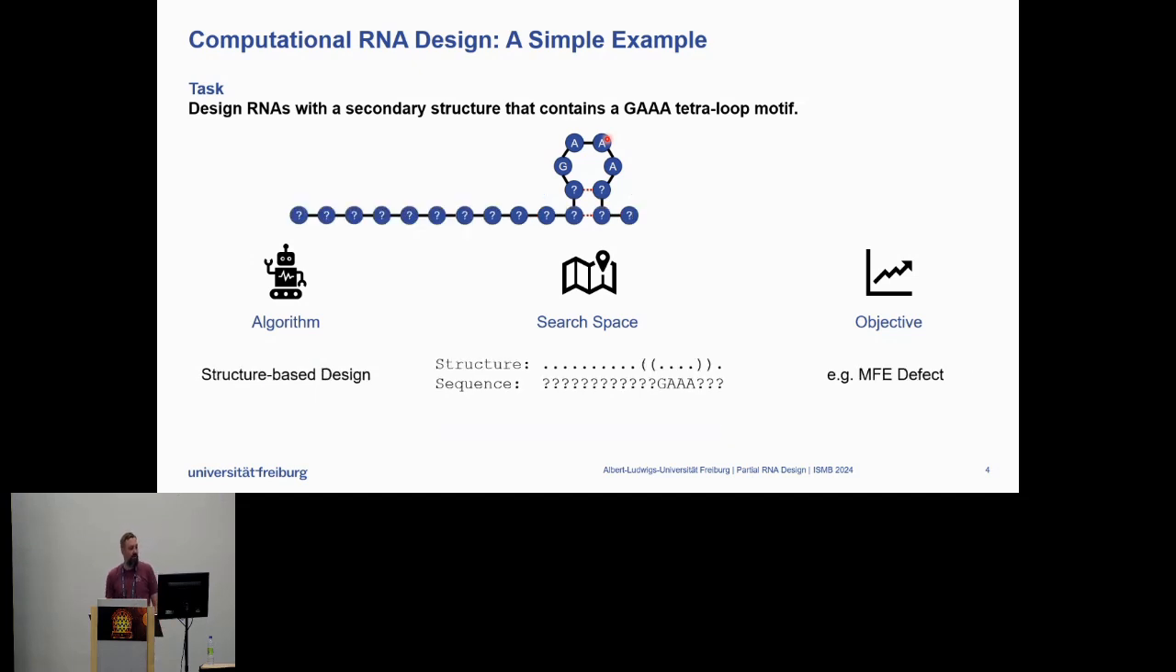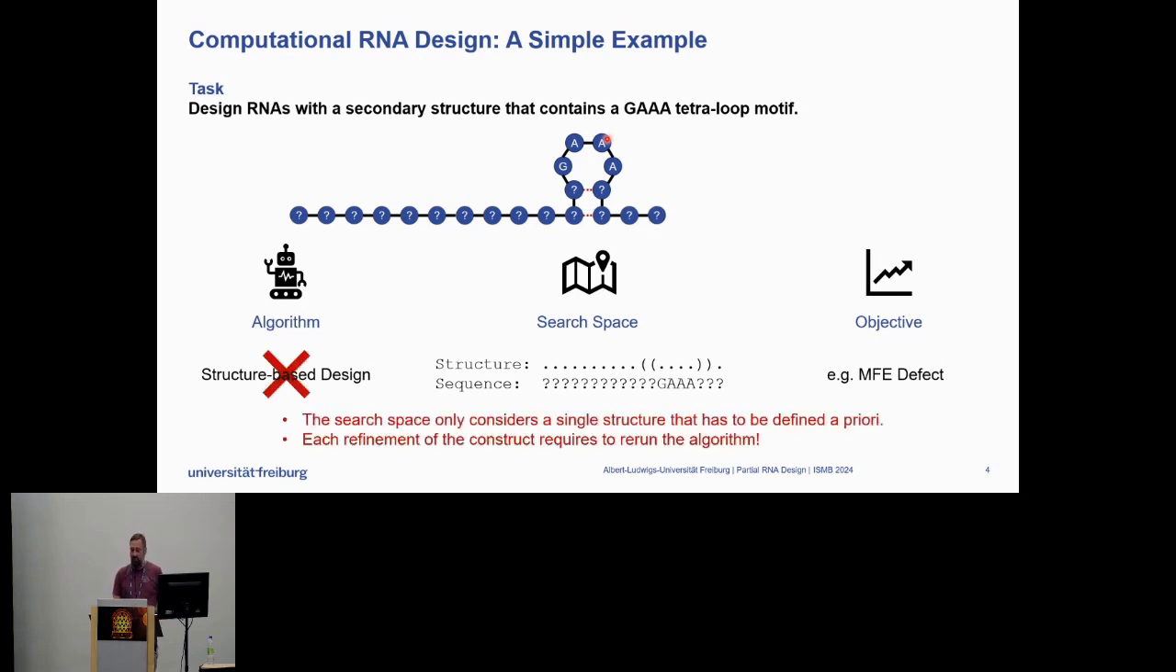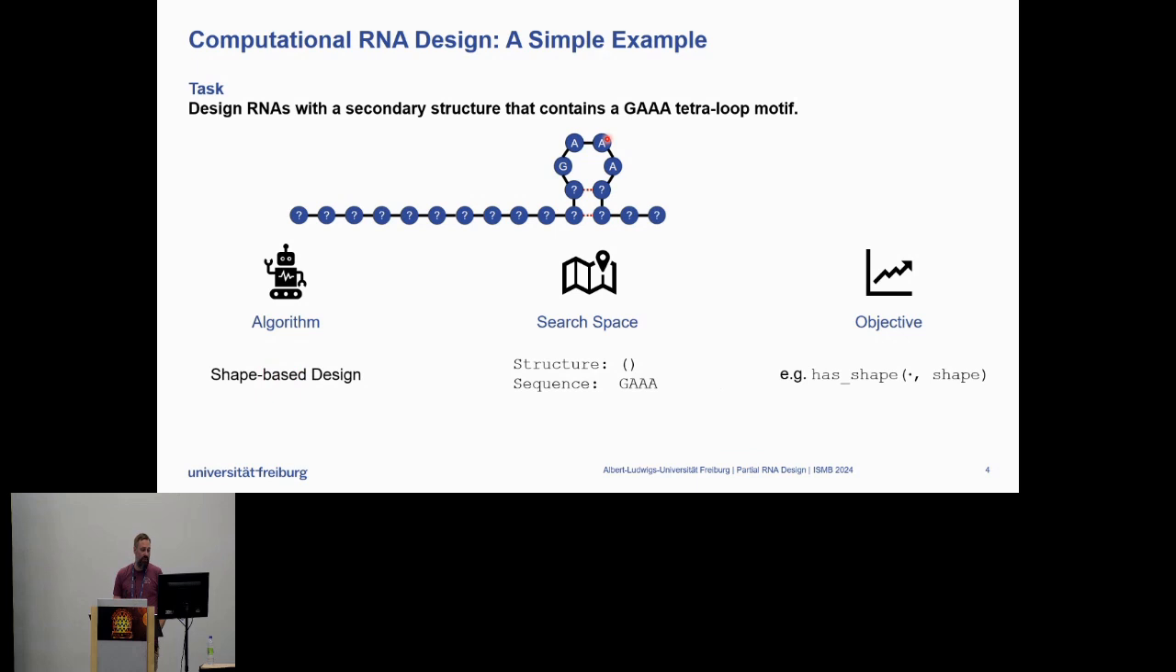So maybe it's better to use a structure-based design approach here, where we define a complete construct at the beginning, and then we can, for example, use an MFE defect objective where we use a folding algorithm to fold our design candidates and just compare them to the desired structure we have. But again, we see whenever we start refining our construct, we of course have to define the entire construct again and then rerun our algorithm. So maybe it's not the best solution here.